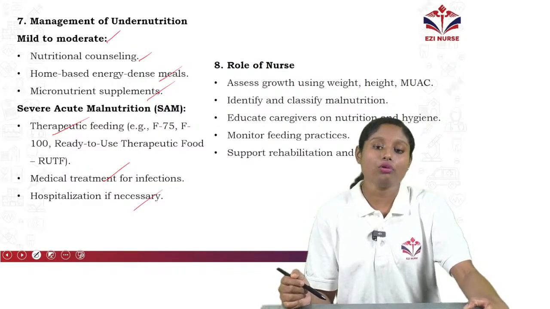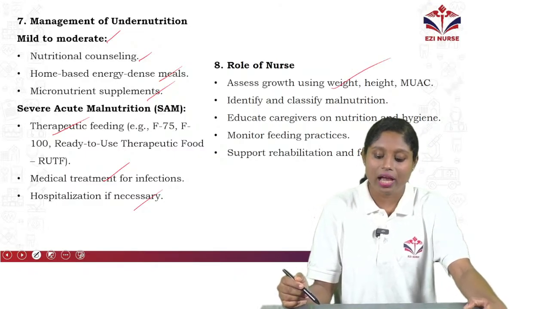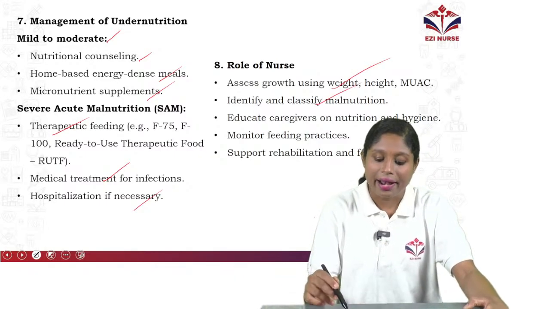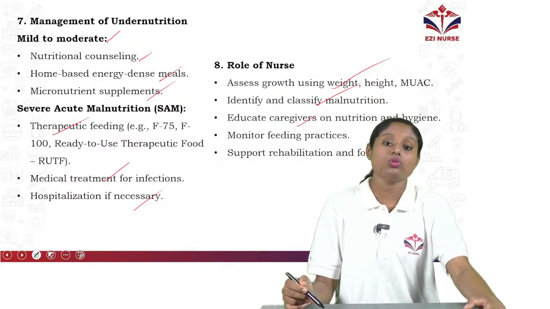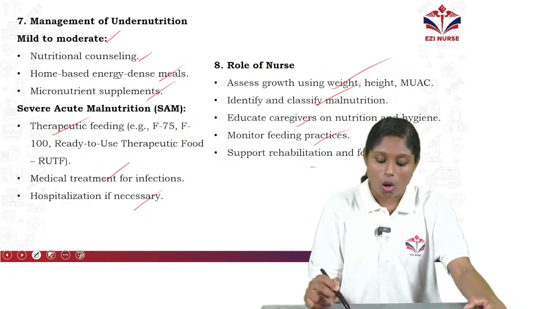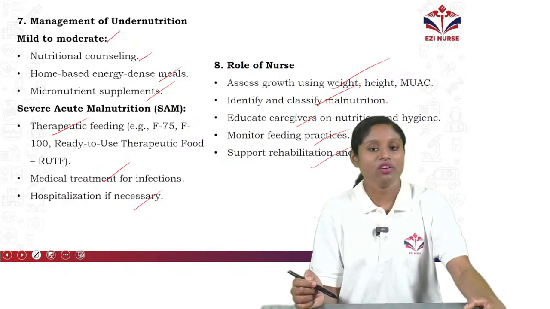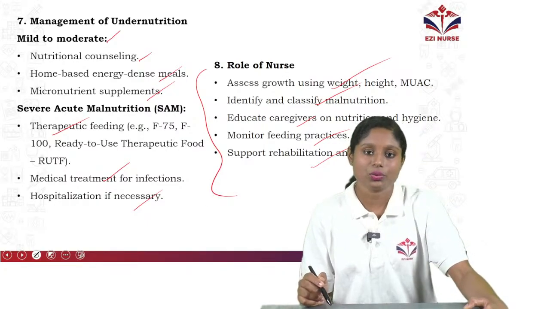So what is the role of the nurse in malnutrition and undernutrition? Assess growth using the weight-height chart. You need to use that. Identify and classify the malnutrition. Educate caregivers on nutrition and hygiene. Monitor feeding practices. Also support rehabilitation and follow-up. So this is the role of the nurse in malnutrition or undernutrition.